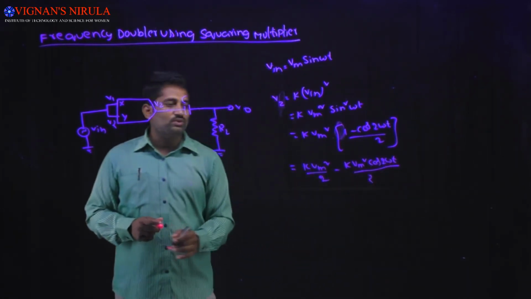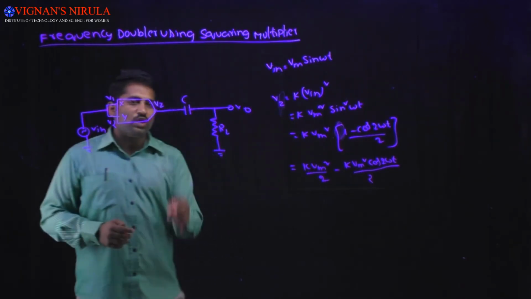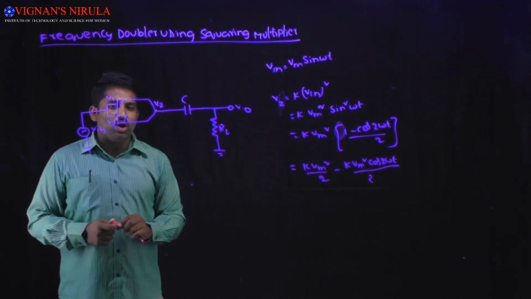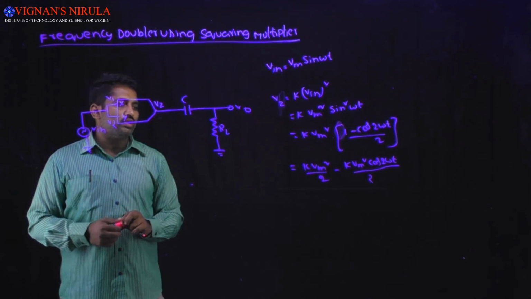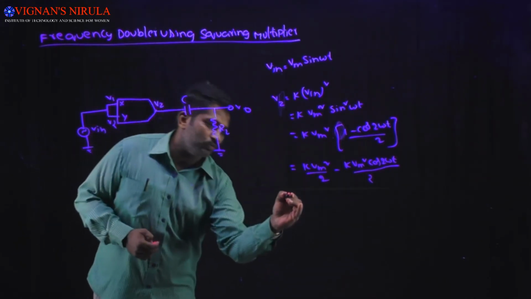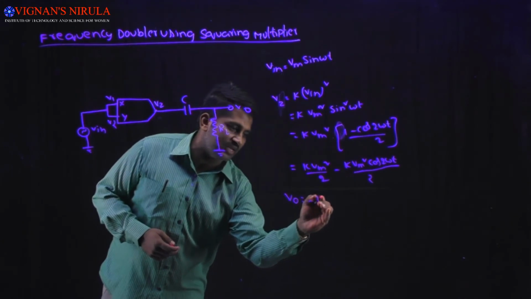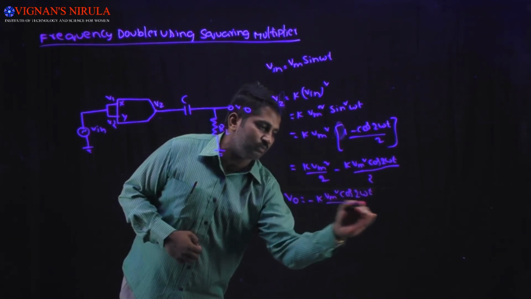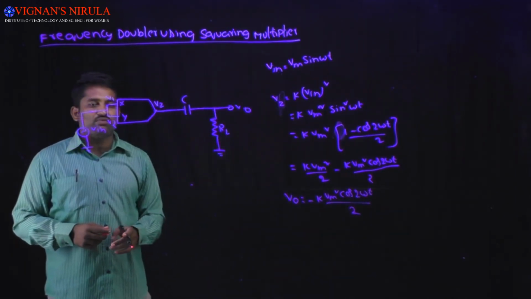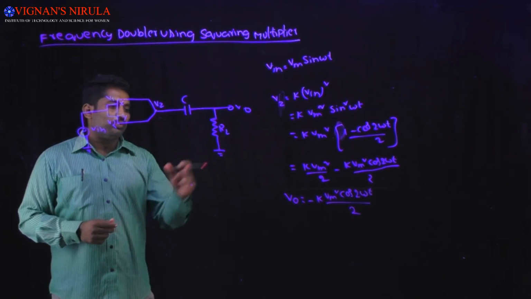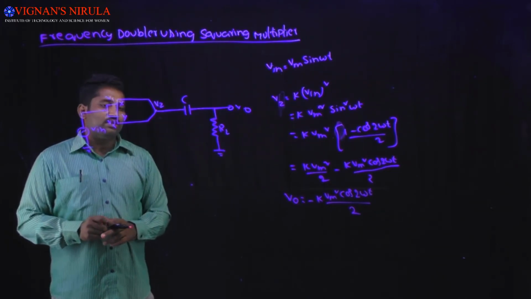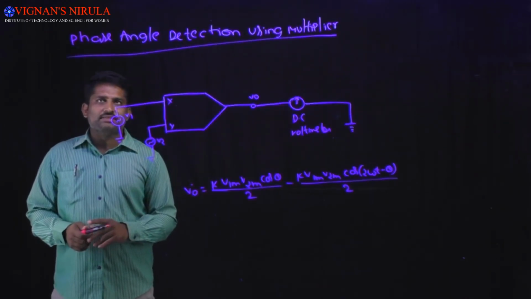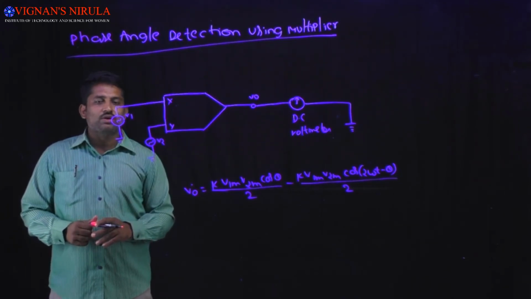Okay, from this what we can conclude is that if you pass the output of the multiplier through a capacitor, it blocks DC and allows only AC signals. So the output voltage V0 will be equal to minus k into Vm square into cos of 2 omega t divided by 2. From this output expression, we can conclude the output voltage is nothing but the doubling of frequency. Another application of the multiplier integrated circuit is phase angle detection using multiplier.